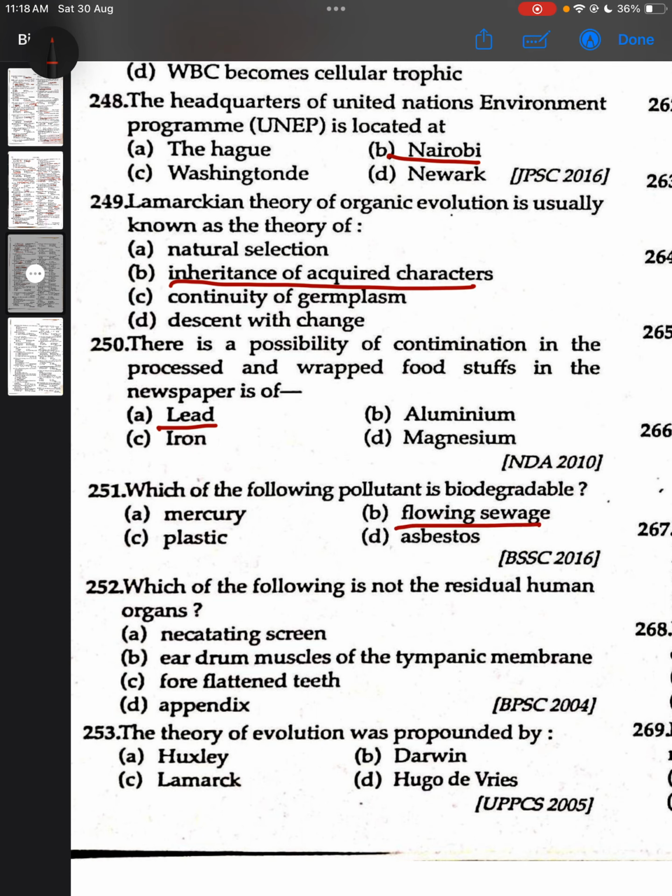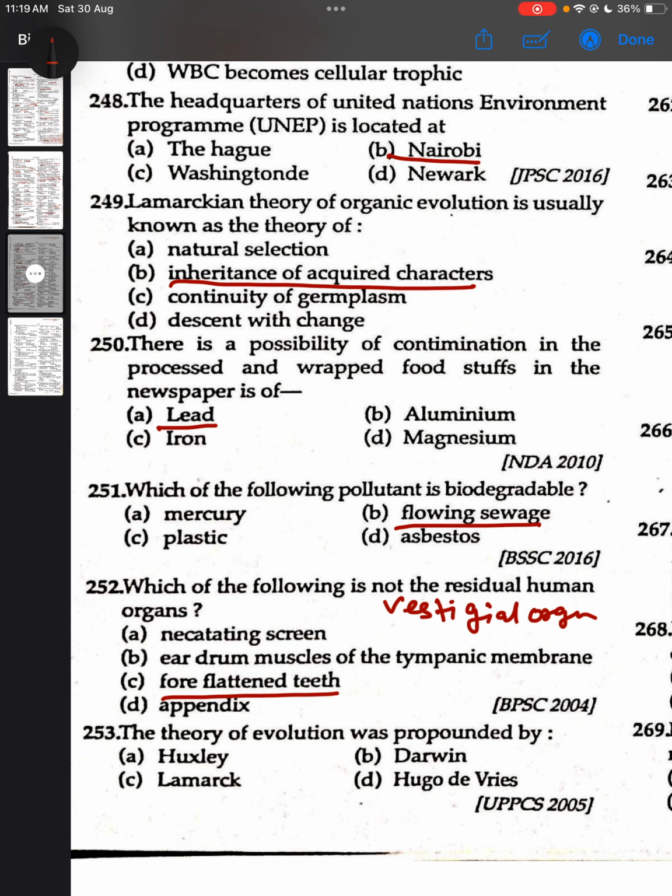Flowing sewage. Which of the following is not the residual human organ? The correct answer will be 4 flattened teeth. And residual human organs are those organs which have no use in today's time, means they have lost most of their use during evolution, and they are also known as vestigial organ. So the correct answer will be appendix, tailbone, muscle that move ear, and wisdom teeth.